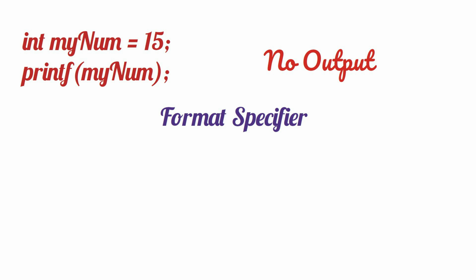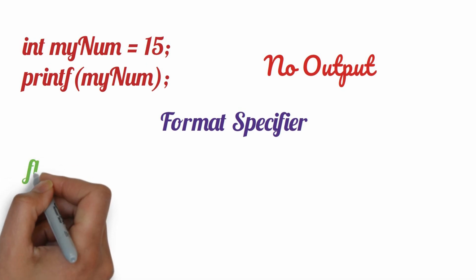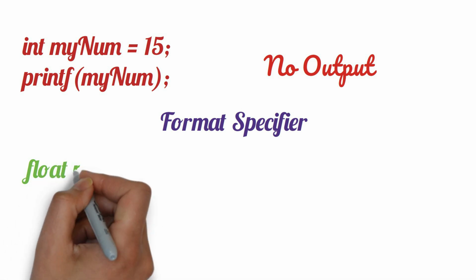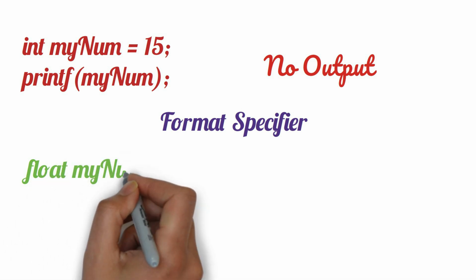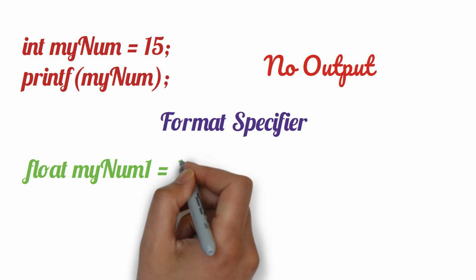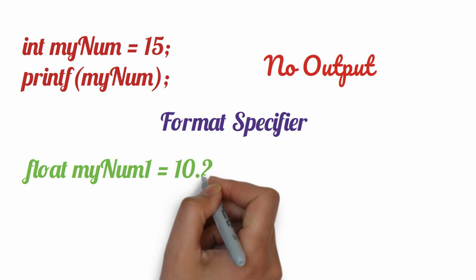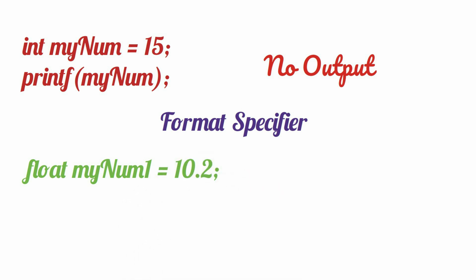Now let us see. This was of integer type. Now let us assign the value of floating point. So now I'll type float my num1 equal to 10.2.